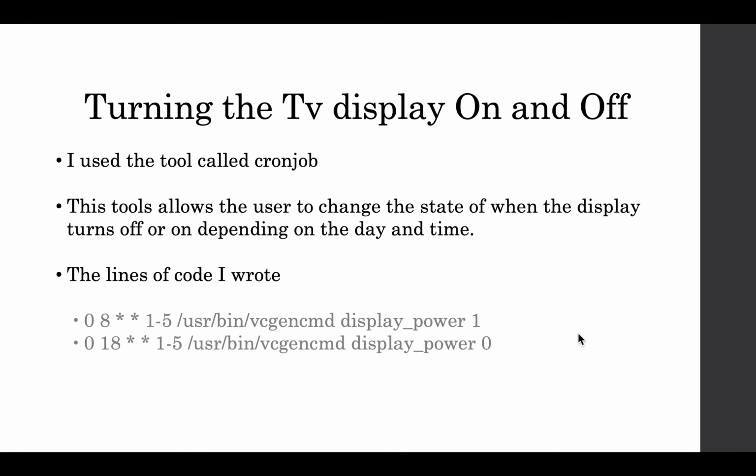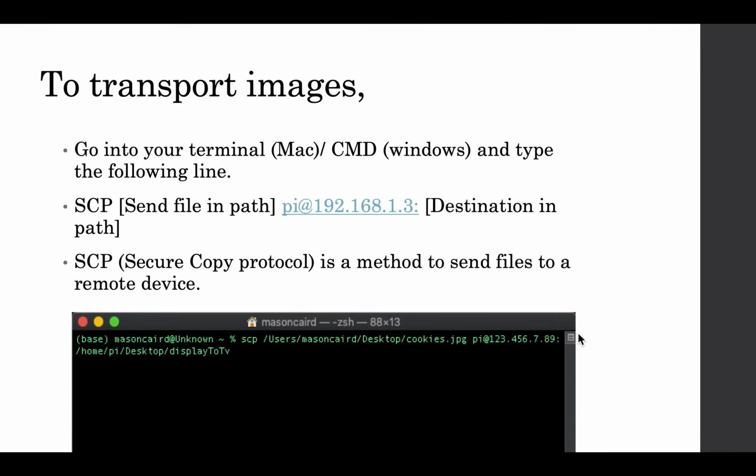To turn the TV display on and off, I use a tool called cronjob. Cronjob is pre-installed onto the Raspberry Pi. It was really hard to find at first, but once you find it, it's really easy to use. The 2 lines of code I have on the bottom are set so that it starts at 8 a.m., Monday through Friday, every month, and turns on the power. And then on hour 18, which is 6 p.m., every month, 1 through 5, which is Monday through Friday, it turns off the power.